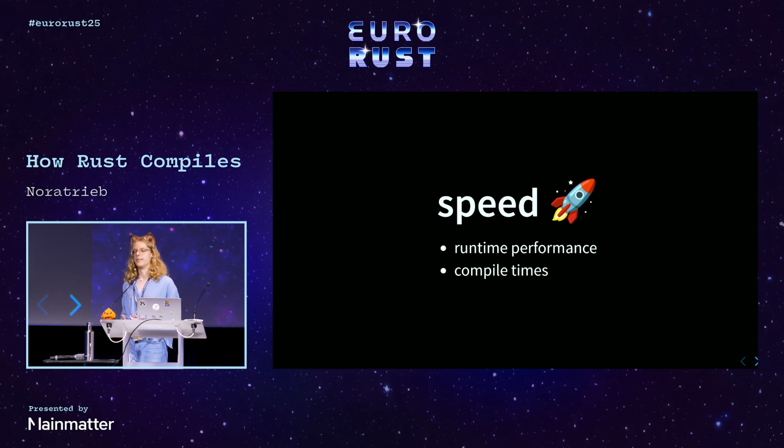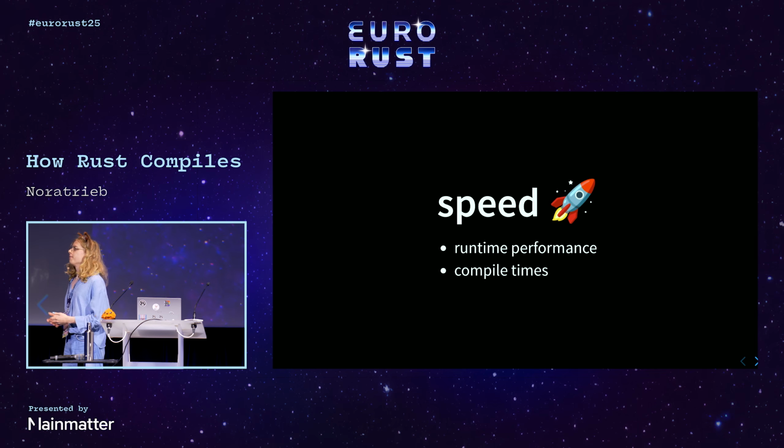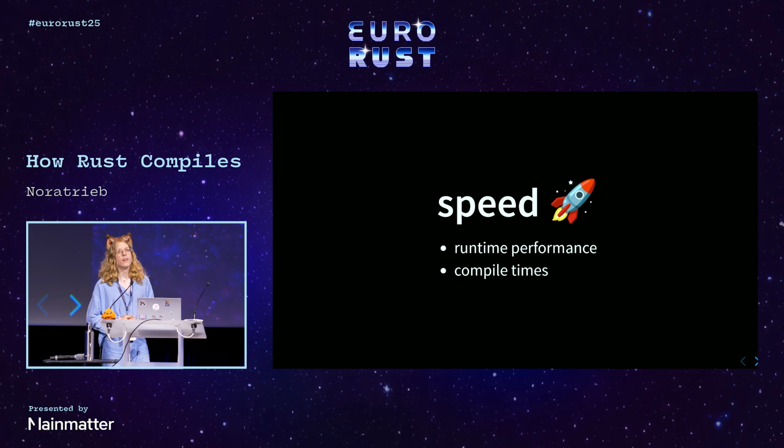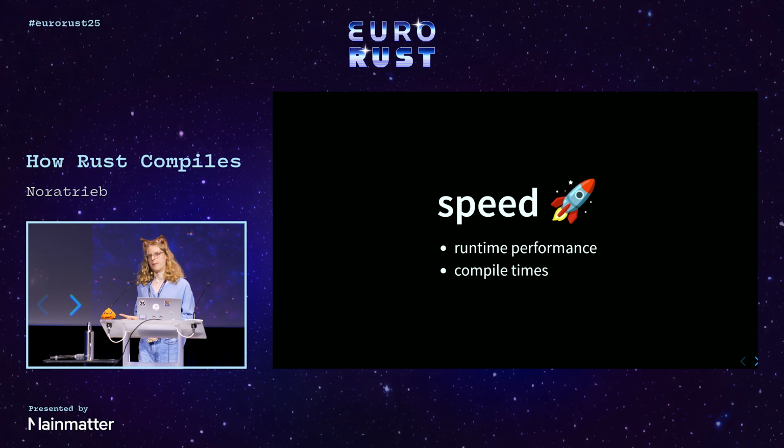In Rust, we love speed. For those who were at Conrad's talk yesterday about speed there, speed is really important. We love runtime performance in Rust. We want our programs to be as fast as possible so our users can have very fast programs. But that's not the only speed we care about. We also like to have fast compile times, which in practice we are not as satisfied with.